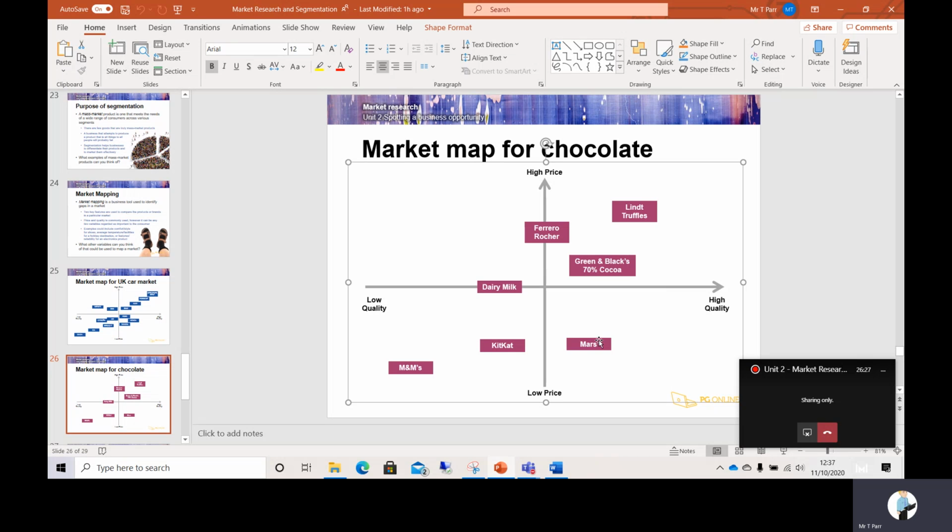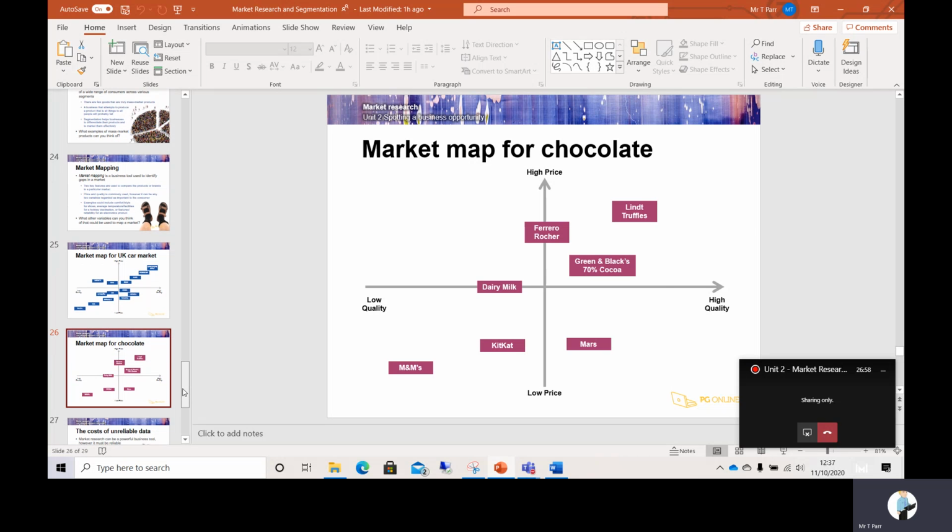Mars has got quite a low price, but a good quality because of the size of the business itself. They can maintain that due to economies of scale. They can actually keep prices low, but quality high because they make so many of them. So you can see here, there's not many ones right in the middle. So maybe we could price our chocolate just on the high side, or quite low, but maintain some high quality there. Okay, so those are market maps.